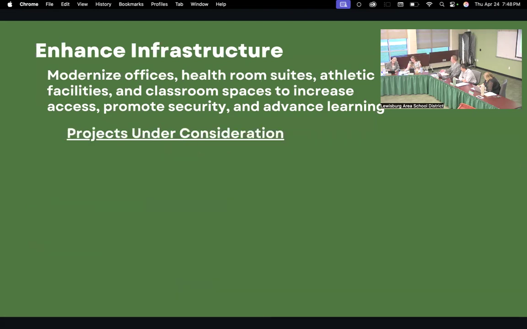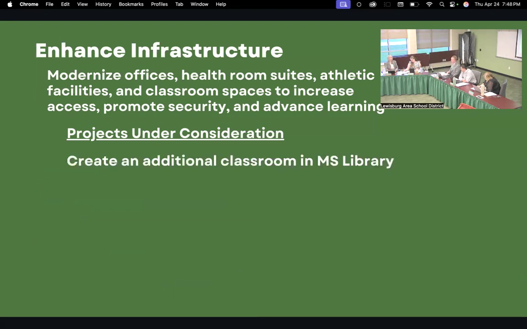And then some projects under consideration. Some of these also are on that document that I gave you. We want to create an additional classroom in the middle school library. You guys have all been there, but when you walk into the library, to your immediate right, there is an area that had stored a lot of costumes. And by adding a wall and a door, we can make that into not a full-size classroom, but a very medium-sized classroom that can be utilized for various purposes. And so I'm hoping to find a spot to do that this summer potentially, or again, when funds are available.